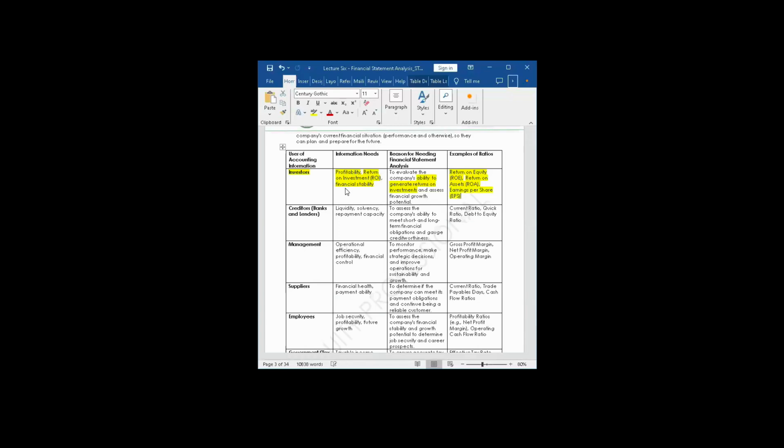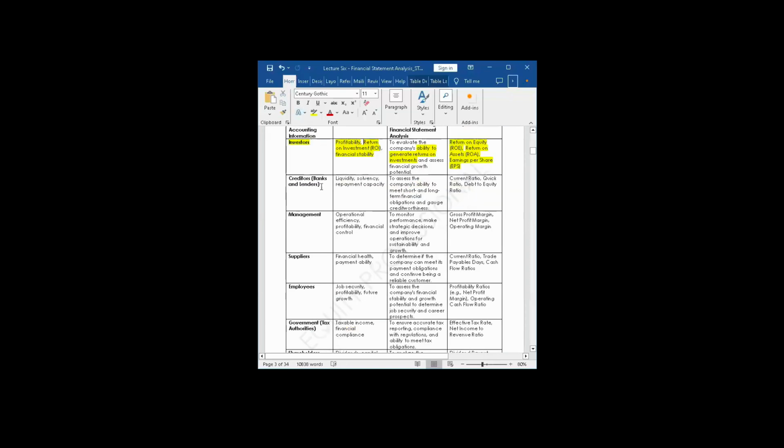Okay, so what I'm saying is that if you know who the investor, who the user is, you can predict the sort of information the user needs, and which can also help you to identify the sort of ratios that can help you to provide more information or analysis on the need of that user.